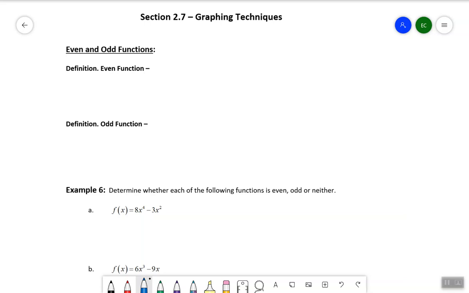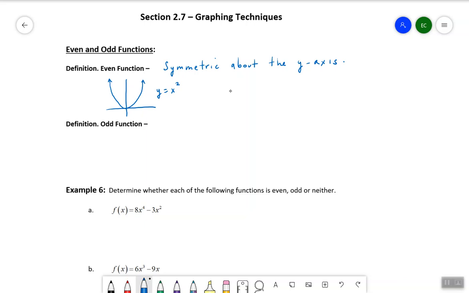And so the definition of an even function is a function that's symmetric about the y-axis. And an example of this would be the function y equals x squared. And you can see that the left side of the graph is a mirror image of the right side of the graph, and vice versa.